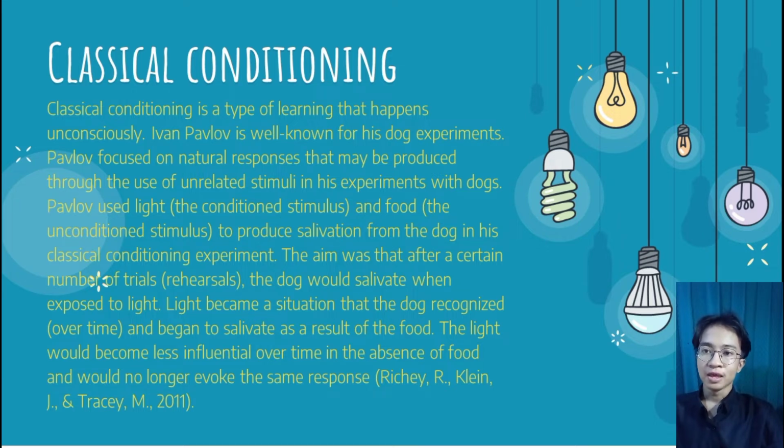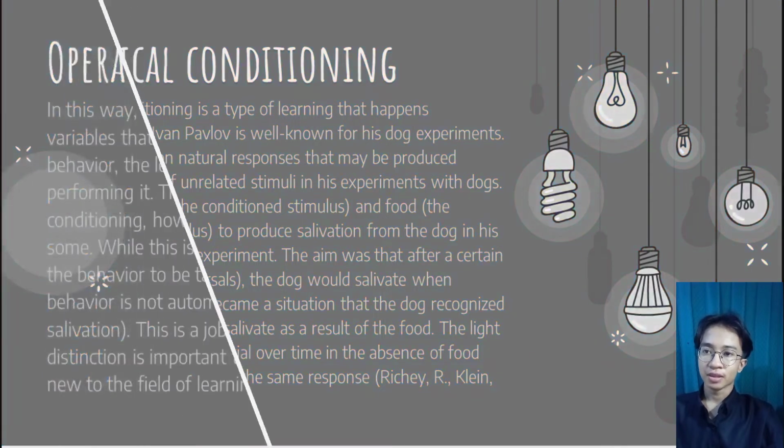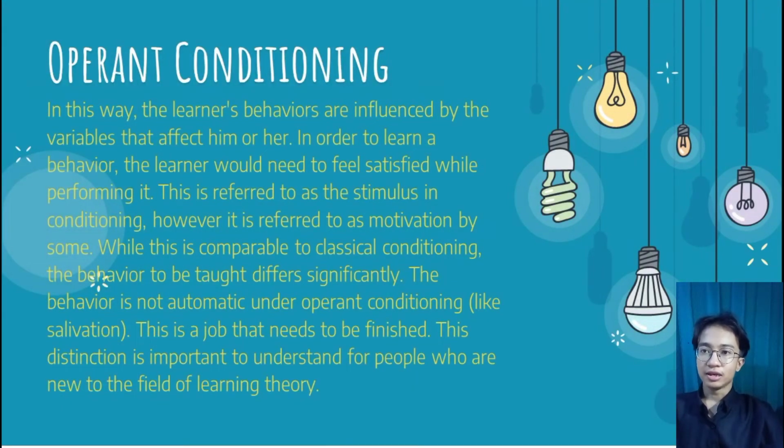conditioning experiment. The aim was that after a certain number of trial rehearsals, the dogs would salivate when exposed to light. Light became a signal that the dog recognized over time and began to salivate as a result of the food. The light would become less influential over time in the absence of food and would no longer evoke the same response.